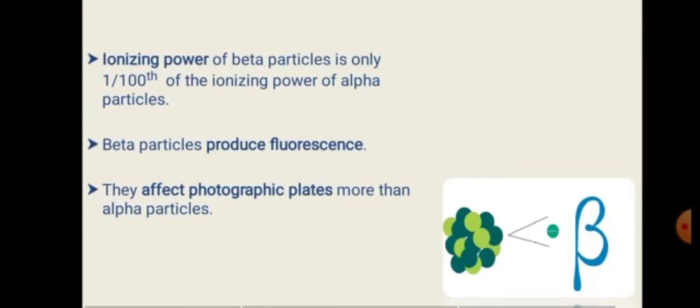And the next is beta particles produce fluorescence. They produce fluorescence in calcium tungstate, barium platinocyanide, and zinc sulfide. And the next is beta particles affect the photographic plate more than do the alpha particles.